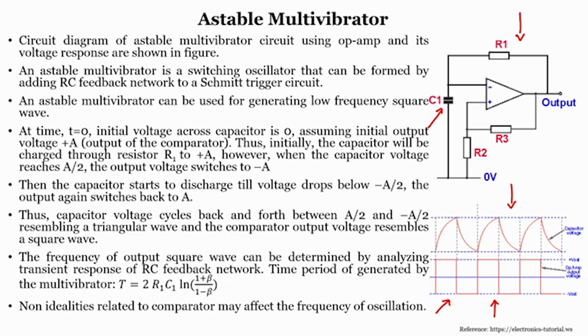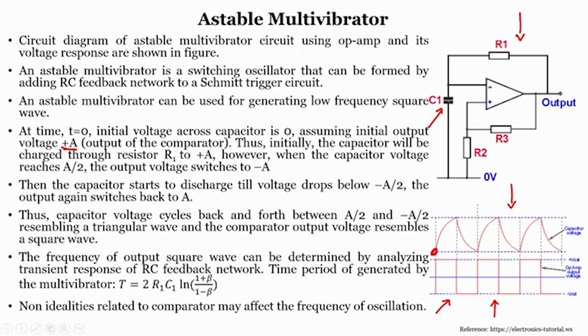At time t equals 0, initially the voltage across the capacitor is 0. Assuming the initial output voltage is plus A, initially the capacitor will charge through resistor R1 to plus A, which is the output of the comparator. The capacitor, since it is at 0, will start charging to plus A.